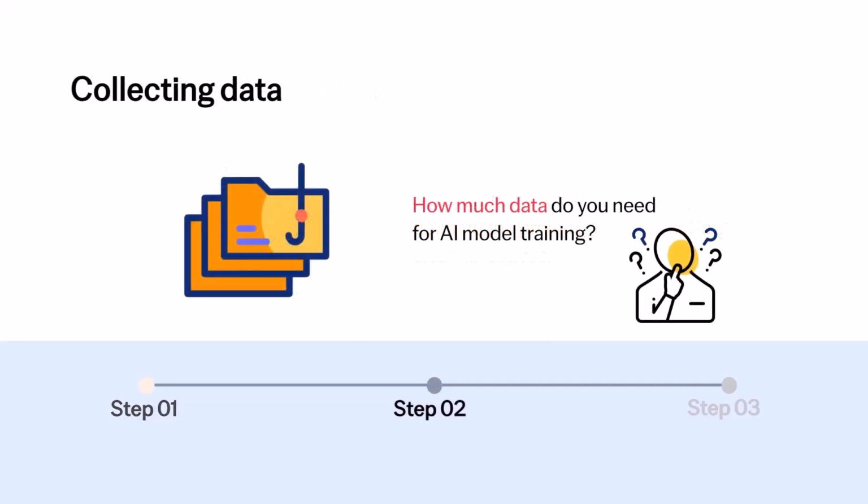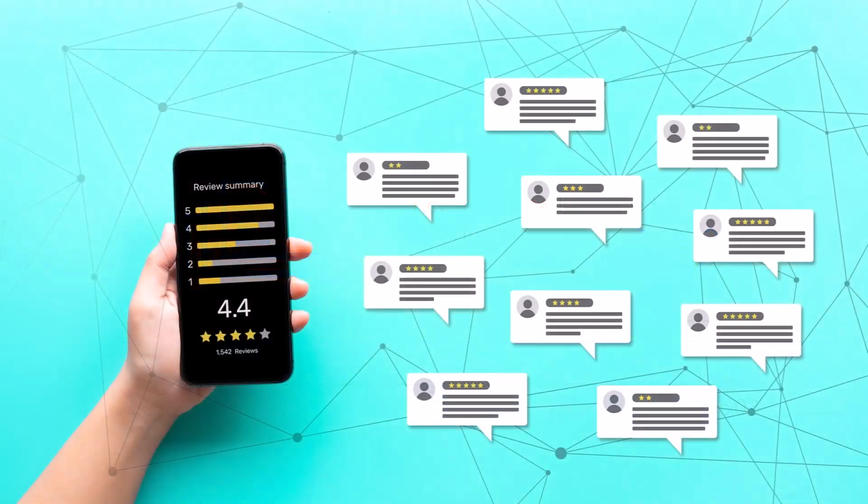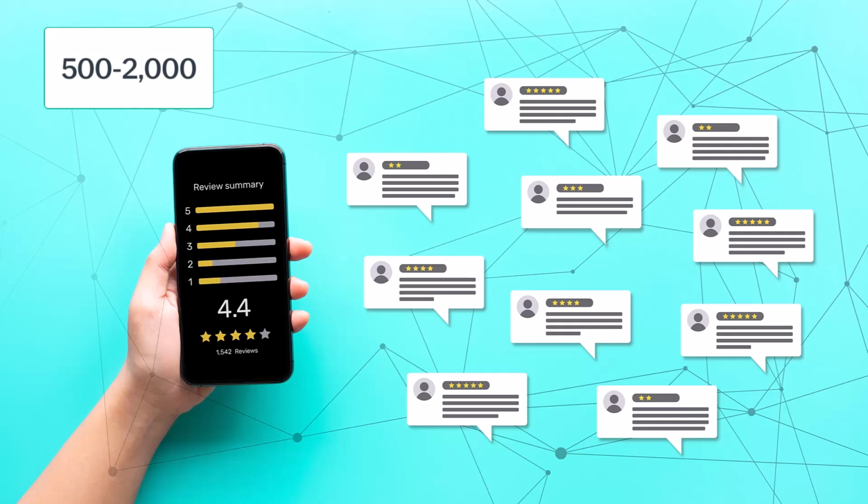The first major challenge is deciding how much data you need: tens, hundreds, or thousands of samples. Unfortunately, there is no straightforward answer to this question. The required size of the training set depends on the project's complexity. For instance, for small projects like analyzing the sentiment of restaurant reviews, 500 to 2,000 labeled reviews may be sufficient.